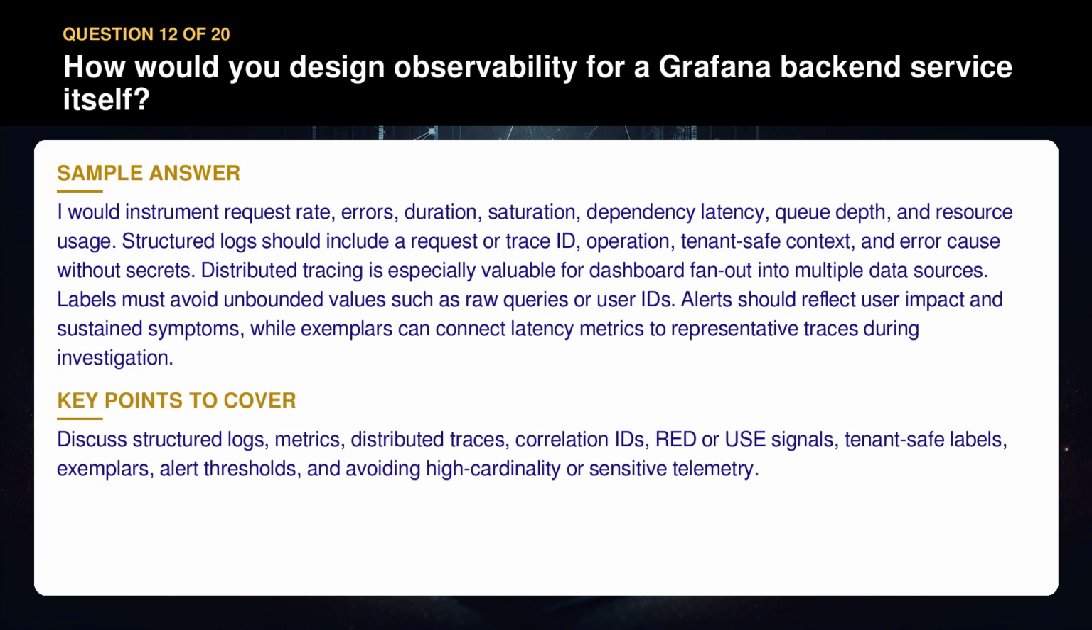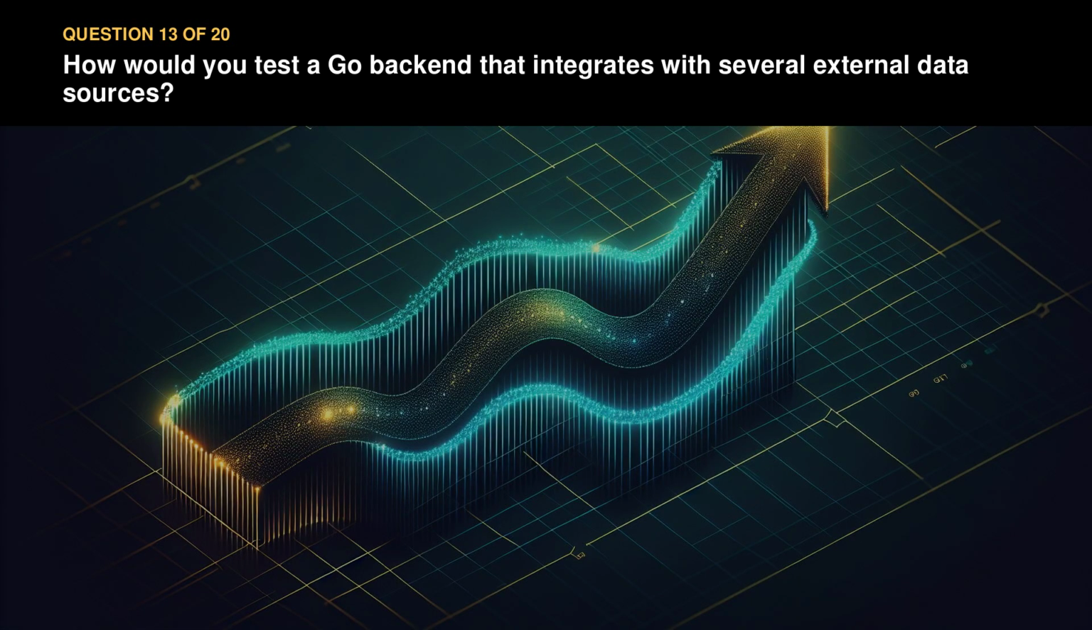Alerts should reflect user impact and sustained symptoms, while exemplars can connect latency metrics to representative traces during investigation. Discuss structured logs, metrics, distributed traces, correlation IDs, RED or USE signals, tenant-safe labels, exemplars, alert thresholds, and avoiding high cardinality or sensitive telemetry.